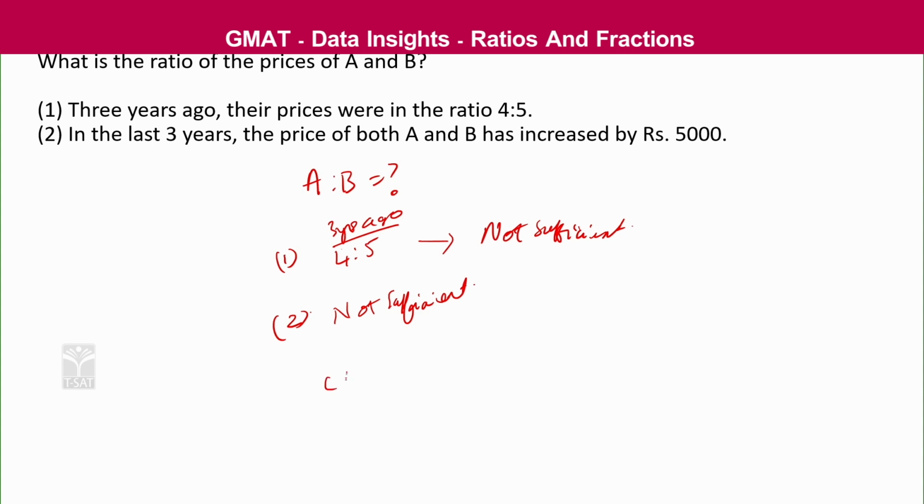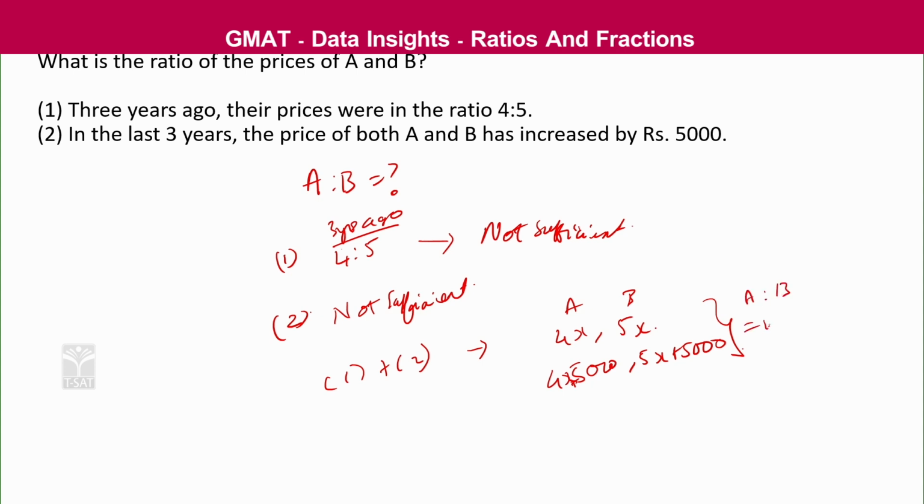Now, putting statements 1 and 2 together, you have that 3 years ago it was 4:5. So, let us say it is 4x and 5x, the ratio of prices of A and B. And now they have increased in the last 3 years by 5,000. So, it has become 4x plus 5,000 and 5x plus 5,000. So, the ratio of A to B is 4x plus 5,000 is to 5x plus 5,000, which still, you do not know the value of x. So, therefore, this information is also not sufficient to answer the question.